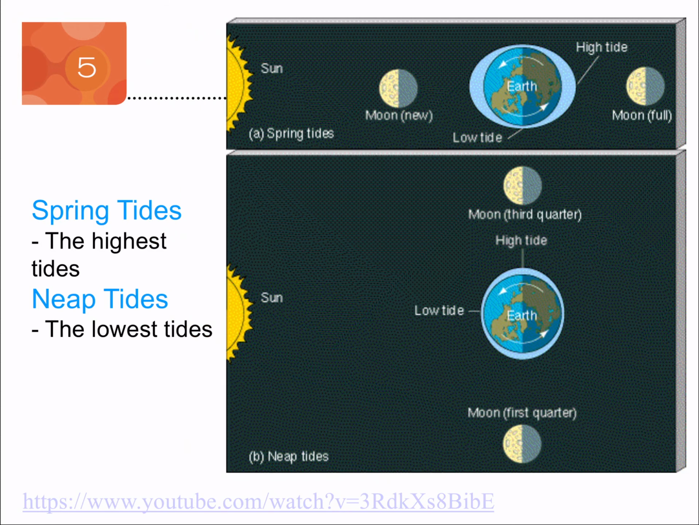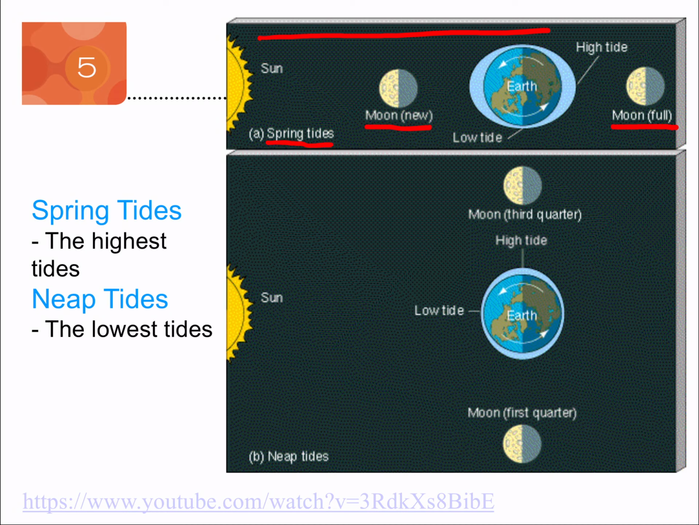We have two types of tides. We have spring tides and we have neap tides. Spring tides are the highest tides: the highest high tide, the highest low tide. Notice this top picture, your spring tides are only going to occur when you have a new moon or a full moon. Notice this orientation. You have the sun, the moon, and the earth all in one horizontal line.